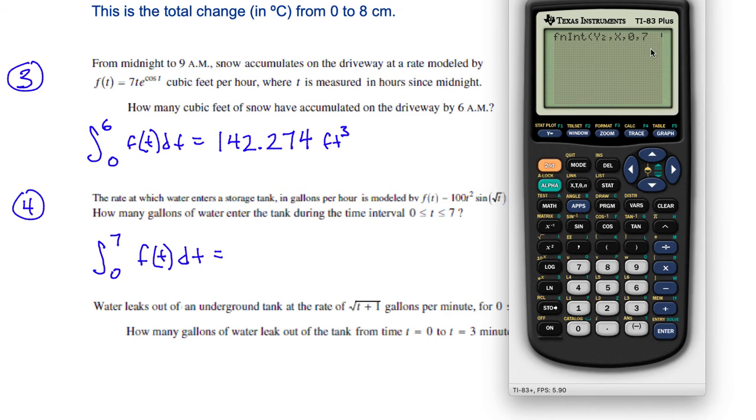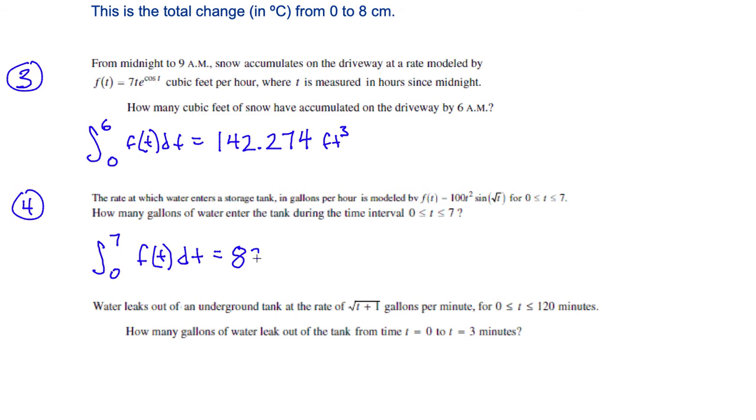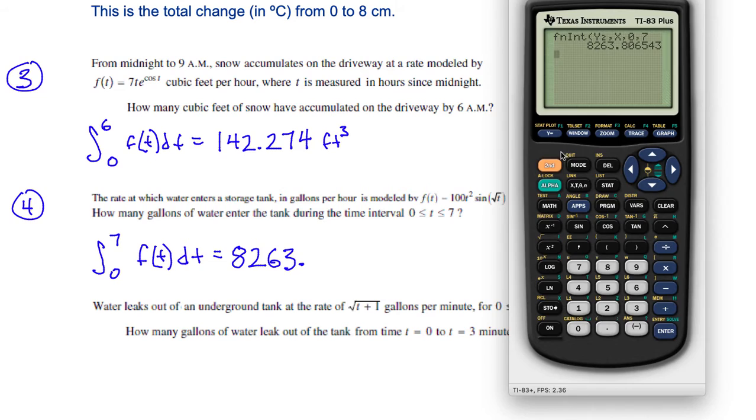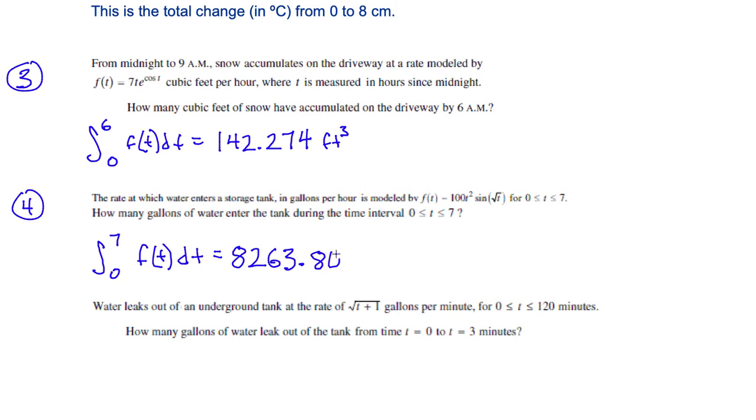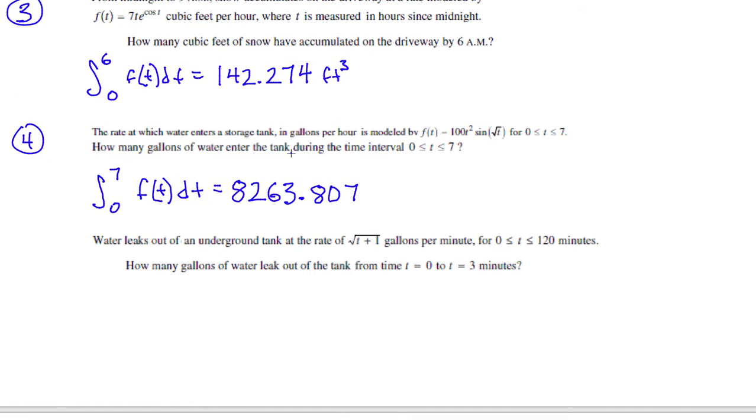Calculate. Waiting. Oh man, this must be kind of a fun function. Okay, 8,263.807. What are our units? It doesn't say units, indicate units. It really should. And it's in gallons per hour, so get rid of the per hour, and it's just in gallons.